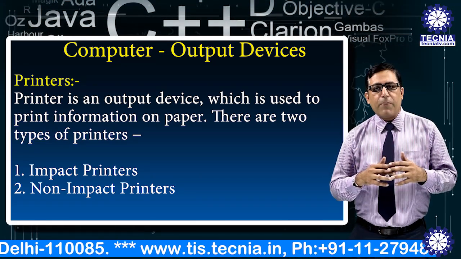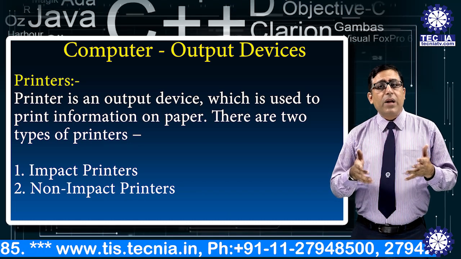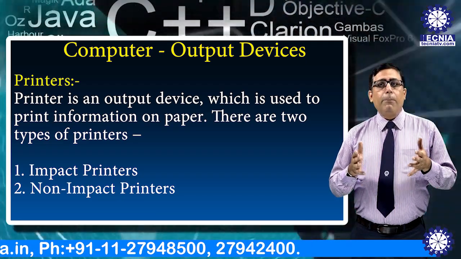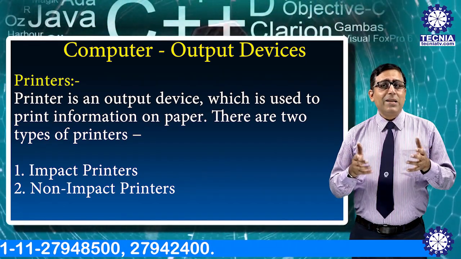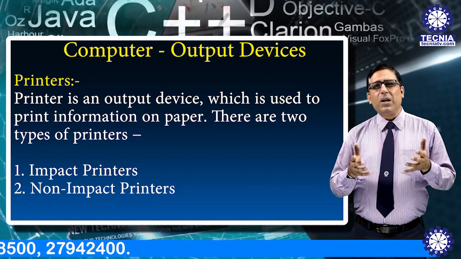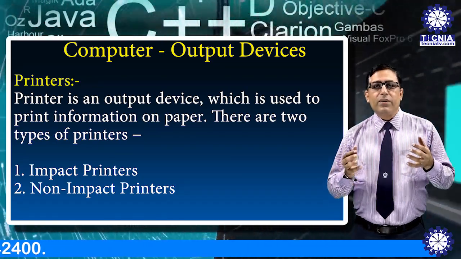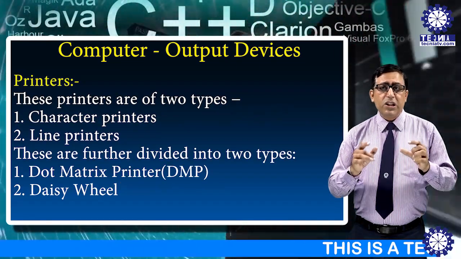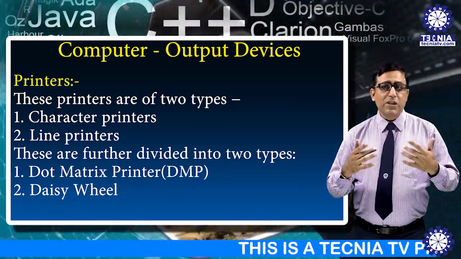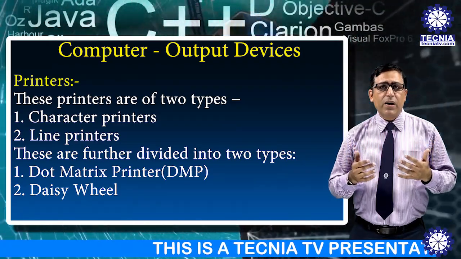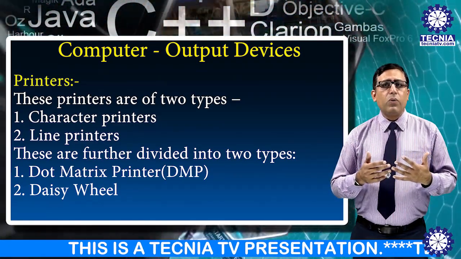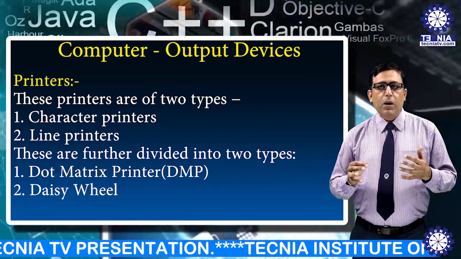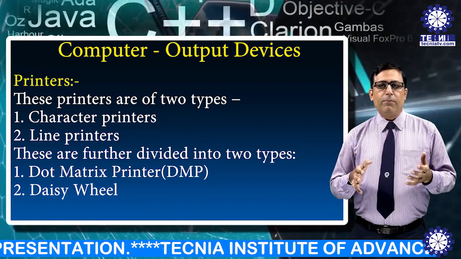Now, characteristics of impact printers are the following. That is very low consumable cost, very noisy, useful for bulk printing due to low cost. There is a physical contact with the paper to produce an image. These printers are of two types. First one is character printers. Second one is line printers. Now we should know what are character printers. Character printers are the printers which print one character at a time.